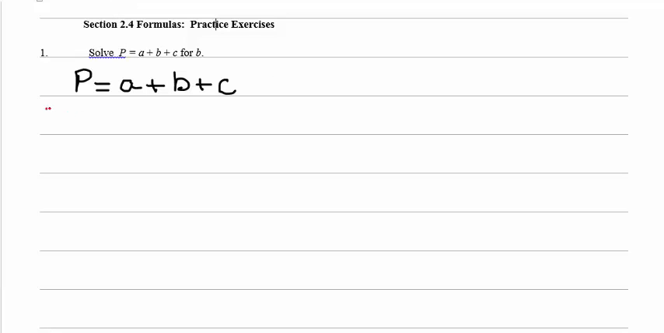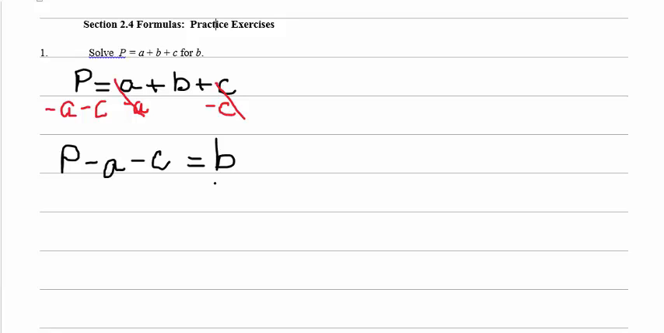This is pretty straightforward. I need to subtract A and C from both sides of the equation. So that does what I need. I have P minus A minus C on the right side of my equation, and that equals B, which is on the left side of the equation. So I've actually done here what the problem has asked me to do. I've solved this equation for B.